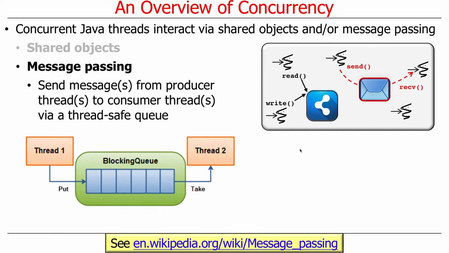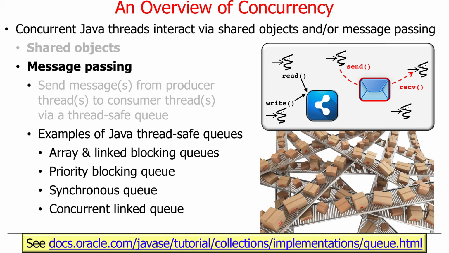The alternative paradigm is called message passing, and this is where a message or messages are sent from a producer thread or threads to a consumer thread or threads via some kind of thread-safe queue. So you typically have one or more producer threads that are putting stuff into the queue, and you have one or more consumer threads that are pulling or taking stuff out of the queue, and you communicate by passing messages from one thread to the other. So that's another way of interacting between Java threads.